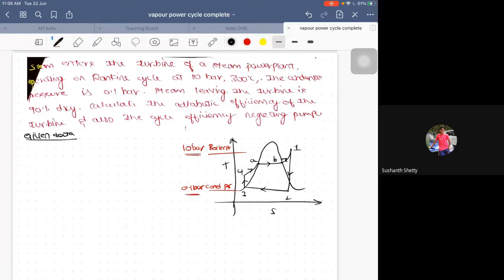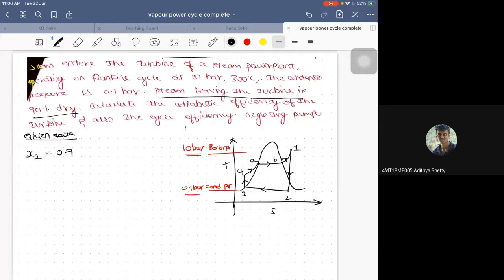Steam leaving the turbine is 90% dry. So what is this parameter given? Anyone? Steam leaving the turbine is 90% dry. X. Yes. Dryness ratio, or dryness fraction. So X2 is given. It is 0.9.